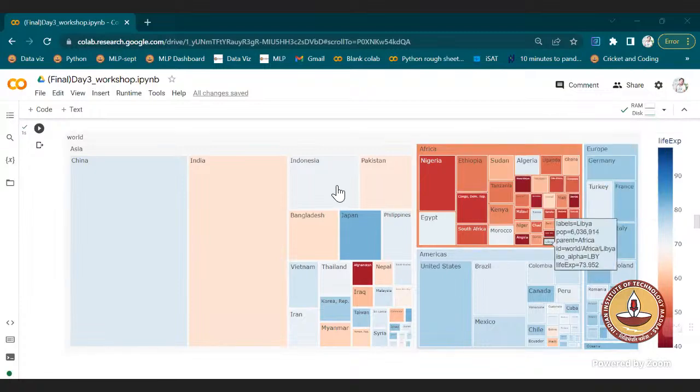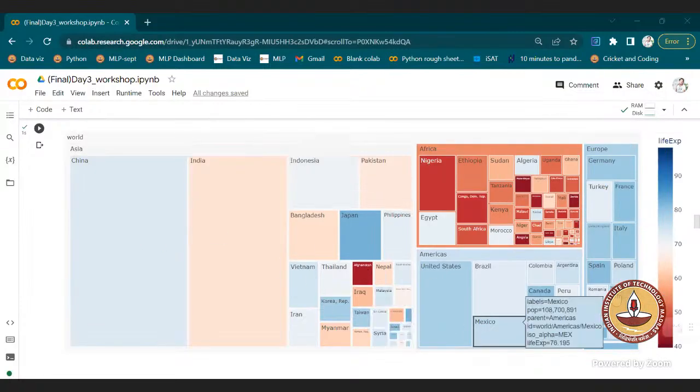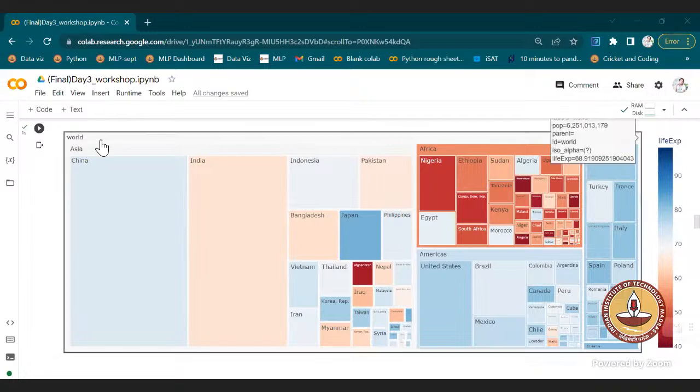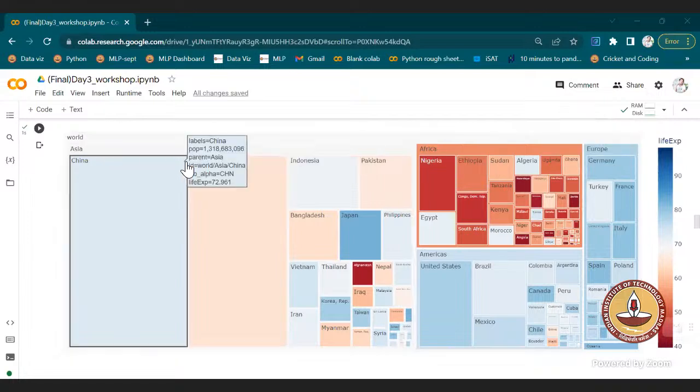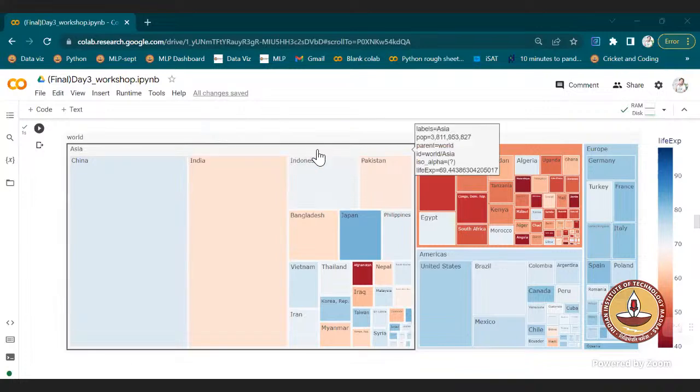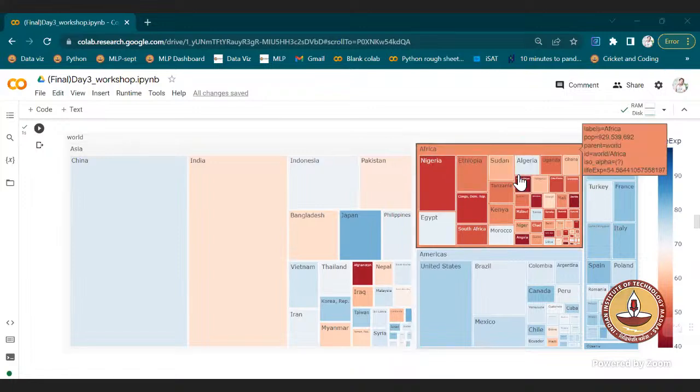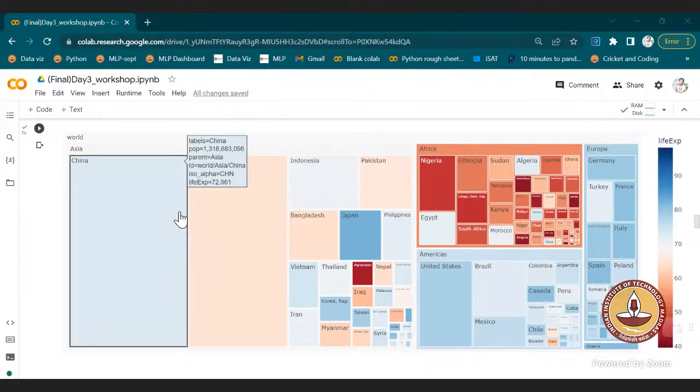Okay, so anyone can directly comment. Continent-wise, it is giving you a good amount of information. I mean, you can directly conclude about that, and you can get some analysis for the continent-wise view. You can easily do that.